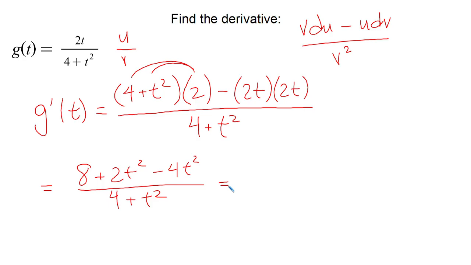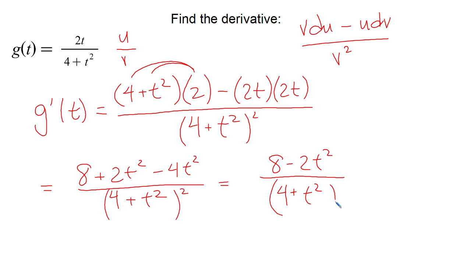And of course, 2t squared minus 4t squared is just going to be negative 2t squared. So we have 8 minus 2t squared over 4 plus t squared. And don't make the mistake I just did that we're going to fix, which is that the denominator needed to be squared. So we go through and square all of those, and we end up with our good final answer of 8 minus 2t squared over 4 plus t squared squared.